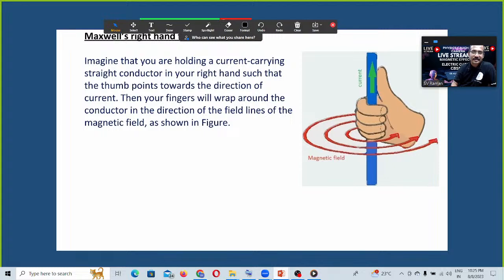Imagine that in CBSE they ask a question: define Maxwell's right hand thumb rule. Your answer: imagine that you are holding a current carrying straight conductor in your right hand such that the thumb points towards the direction of the current, then your fingers will wrap around the conductor in the direction of the field lines of the magnetic field. Okay.